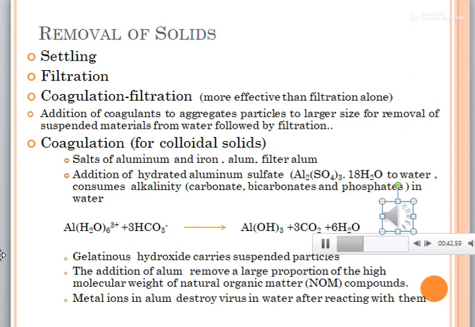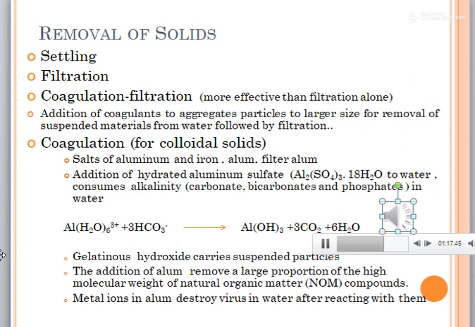Salts of aluminum and iron are also used. This substance is hydrated aluminum sulfate. When this salt is added to water, the aluminum ion hydrolyzes by a reaction that consumes alkalinity in water. Alkalinity is basically due to carbonate, bicarbonate and phosphate ions. The formation of gelatinous hydroxide carries suspended material with it as it settles.